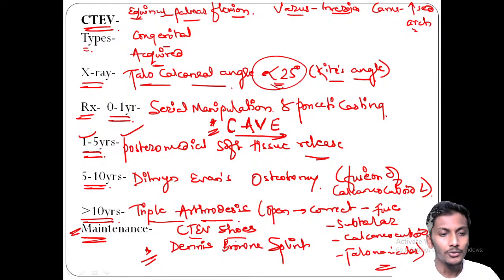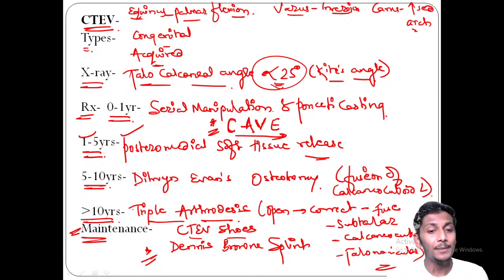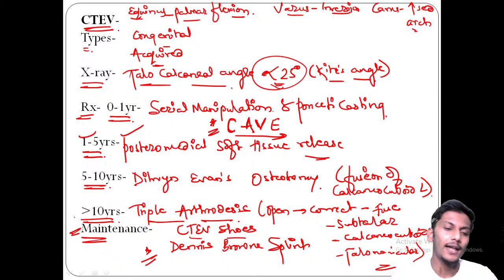So please remember, maintenance of CTEV treatment is usually done with CTEV shoes or the Dennis Brown splint. Yes, triple arthrodesis can be performed after skeletal maturity, but most books prefer it after 10 years of age, because other procedures like Dillwyn-Evans osteotomy have not given better results at 10 to 15 years of age. Therefore triple arthrodesis is usually preferred after 10 years.